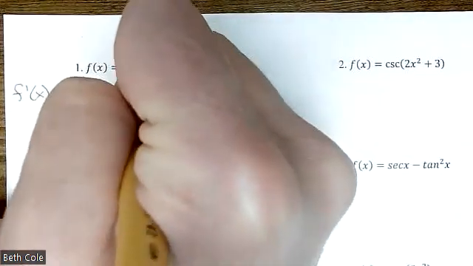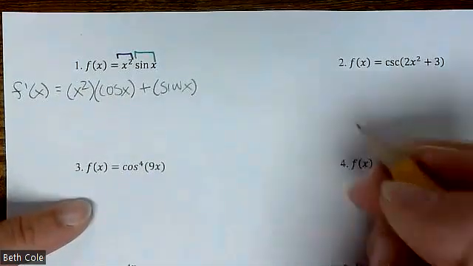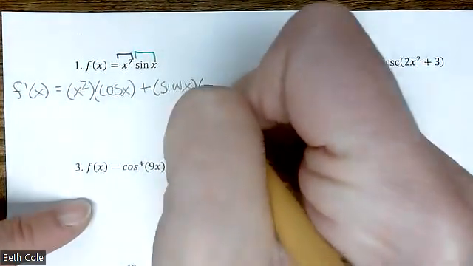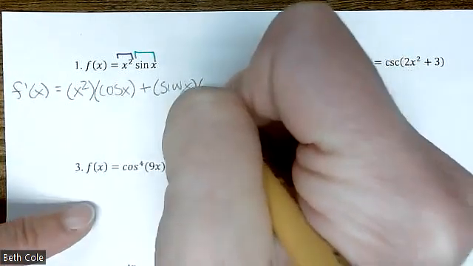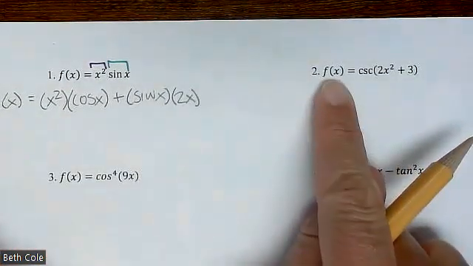Cosine plus the second thing times derivative of the first. 2x. That's it. We're not going to simplify any of these. They're all going to be a big old mess. What rule do you need for this one?